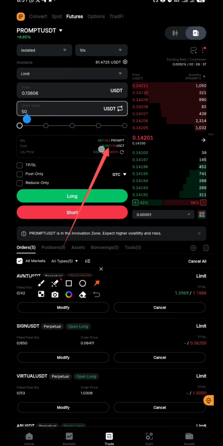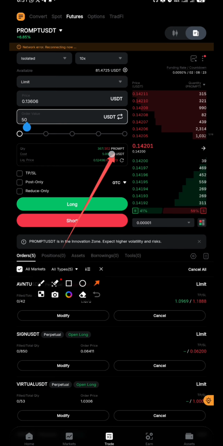The order book will tell you that this order by value, I'm putting 50, quantity 50, order value 50. So the system is telling me that this 50 that I'm putting here, what it will cost me to enter the trade is $5.